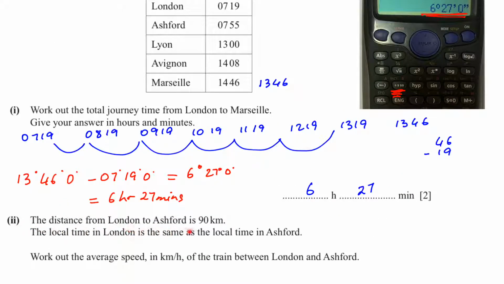In part 2, the distance from London to Ashford is 90 kilometers. The local time in London is the same as the local time in Ashford, and we have to find the average speed in kilometers per hour of the train between London and Ashford. The time has been given to us. So to find speed we need distance over time taken. Distance is already given, 90 kilometers. To find the time, the hours are the same, so you can just do 55 minus 19 and you will get 36. This is minutes, so to change it to hours, divide by 60 and you will get 0.6. So 90 kilometers divided by 0.6 will give us 150 kilometers per hour.